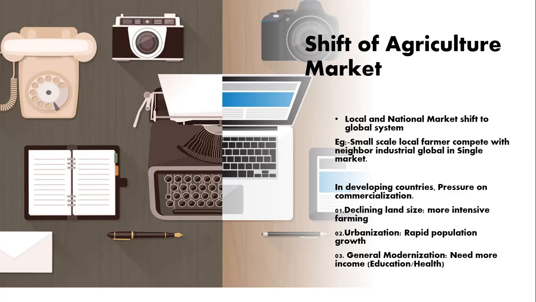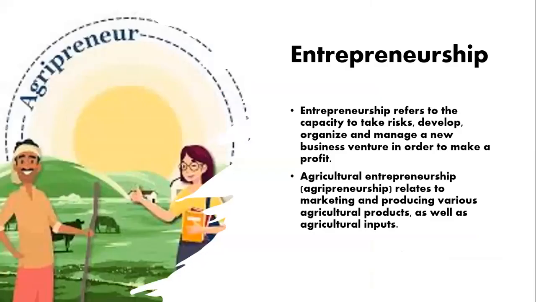Because of these three reasons, the decline in land size, urbanization and general modernization, the existing agricultural system is pressured to be commercialized. Because of this pressure, the solution that has come up is for the farmer to become an entrepreneur. The general farmer should be converted into a businessman.